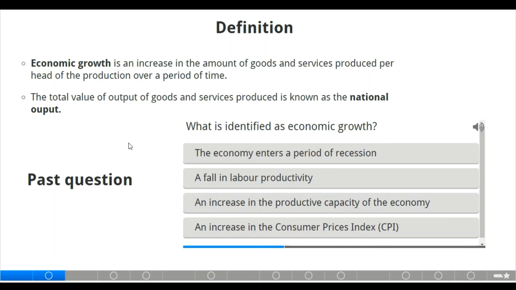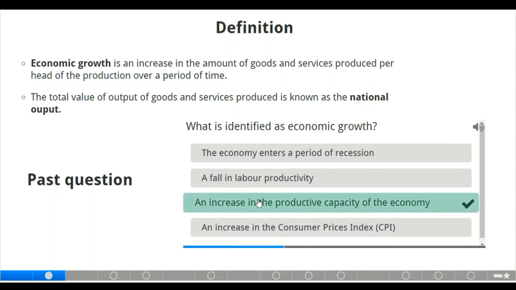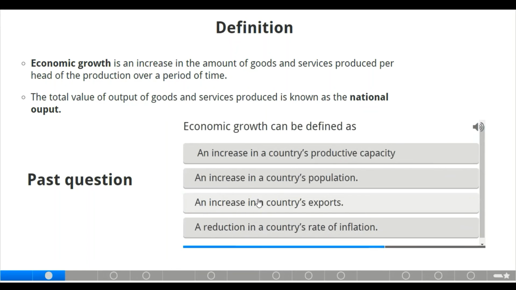Now, what is our past question here? What is identified as economic growth? According to our definition, it is the increase in the amount of goods and services, that is the production capacity of a country at a point in time. What should be the answer here? Is it a fall in the labor productivities? No. An increase in the productive capacity or an increase in the consumer price? And of course, the correct answer is an increase in the productive capacity of the economy.